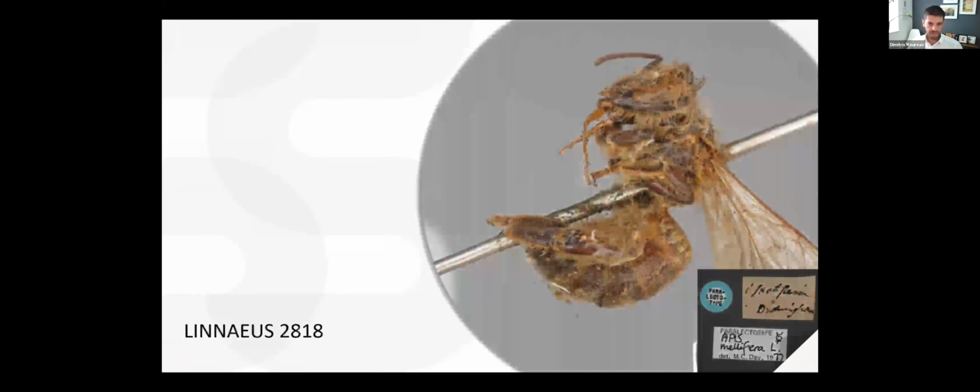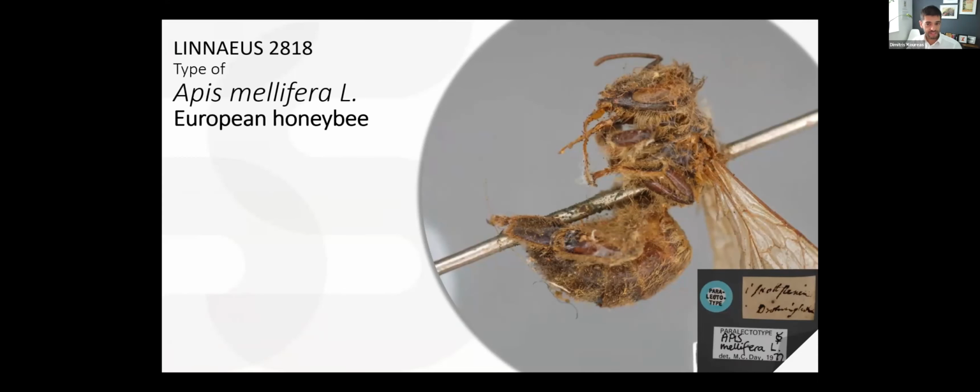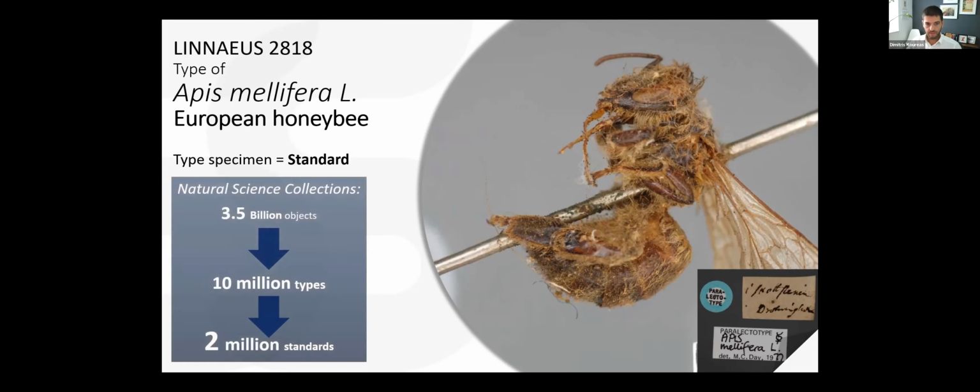Similarly, this is a physical object that lies comfortably in one of our collections in Europe, specifically in London. This object is similarly the standard of measure for what constitutes a species, specifically the species Apis mellifera, which is the European honeybee. So a type specimen, as we call it, is equal to a standard. And in natural science collections, we have approximately 3.5 billion objects across the world that represent 10 million of those type specimens that help us define approximately the 2 million known biological species of this planet.